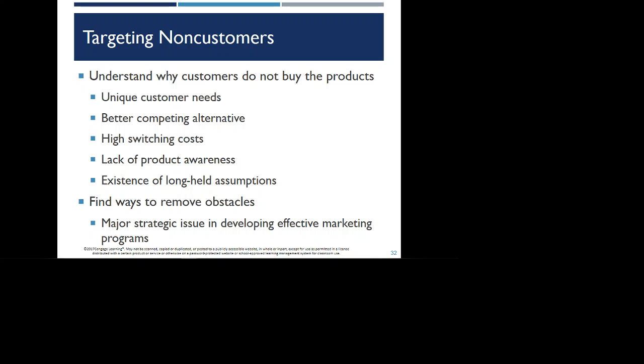Targeting non-customers, okay? You don't really target non-customers, but it's important to take a look at them and understand why they don't like you, why they don't buy your products, why they buy competitors' products. And so if you can understand them better, you may be able to remove some of those roadblocks and turn them into actual customers.